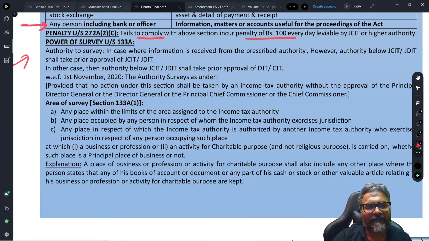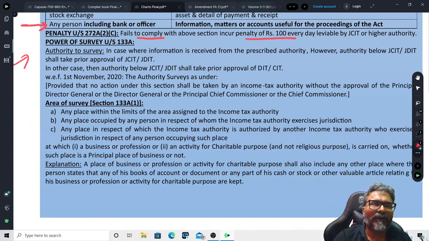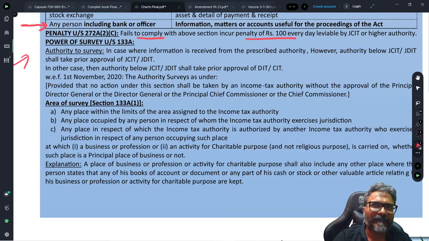Now, what is this concept of survey which we are talking about? Students, survey, as you all are aware, what can be done in this case is that you can enter into the place of business and the survey can be undertaken. So the power that is available under 133A is this, that you can enter into the place of business and the survey can be initiated. So this is what it is.